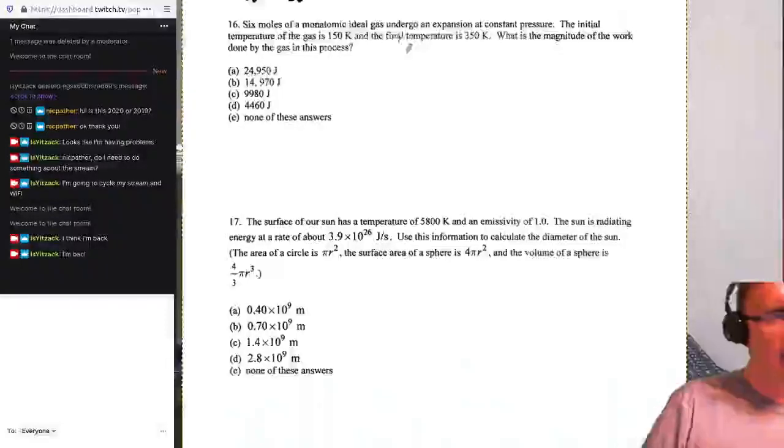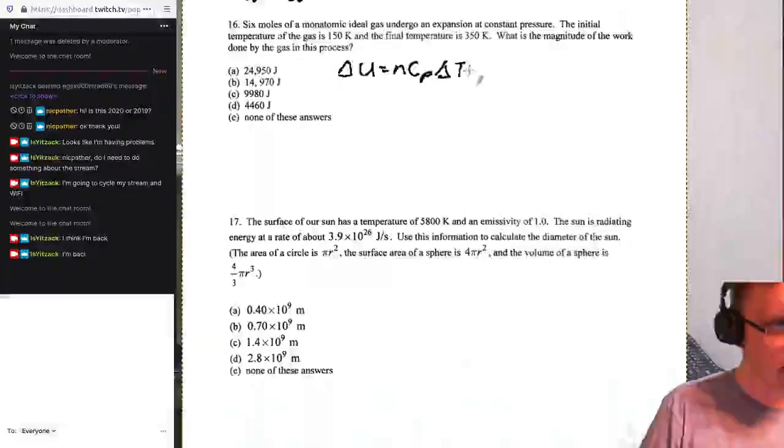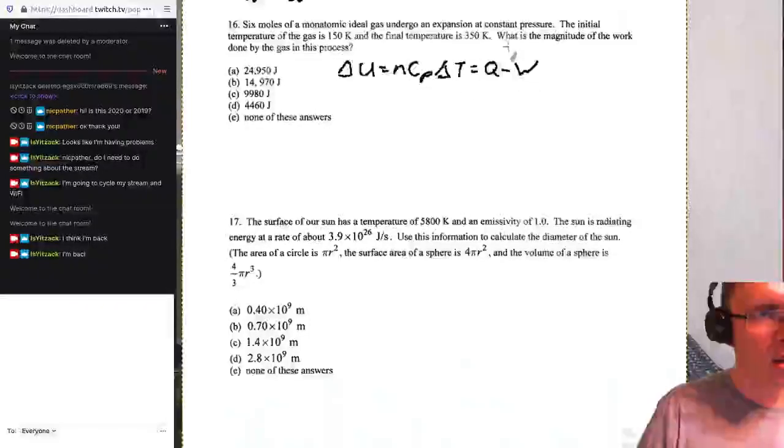Six moles of monatomic ideal gas undergo an expansion at constant pressure. The initial temperature of the gas is 150 Kelvin and final temperature is 350 Kelvin. What is the magnitude of the work done by the gas in the process? Okay. So delta U is equal to N CP delta T, which is equal to Q minus work.